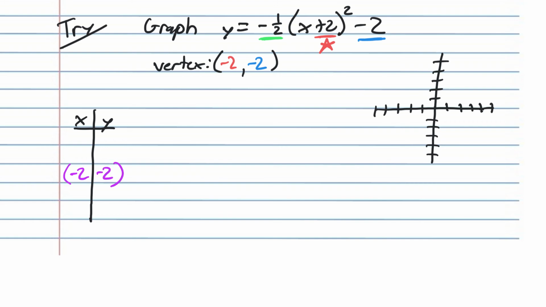Okay, two numbers above and two numbers below. So two numbers greater than -2 would be -1 and 0. Two numbers less than -2 would be -3 and -4. Okay, so that's the setup. Now we're kind of down to plugging in.